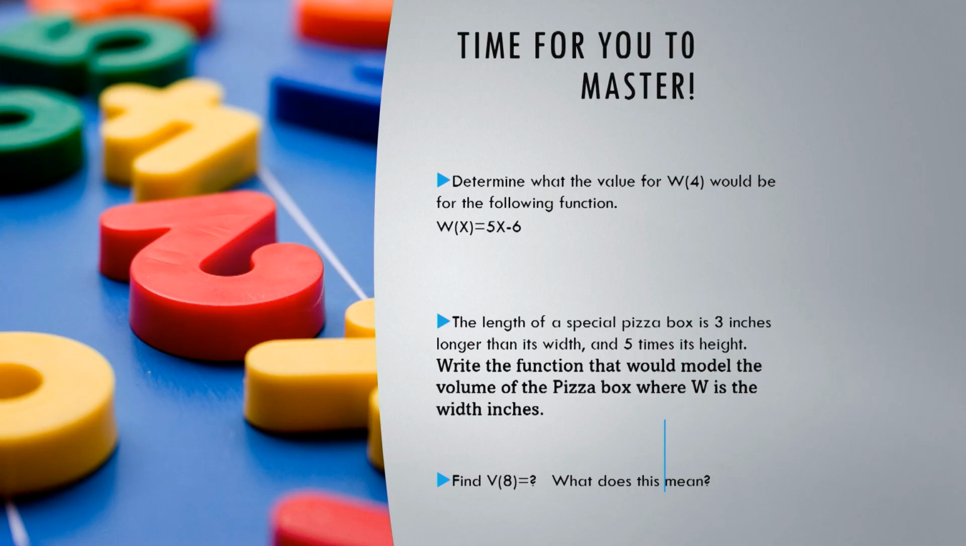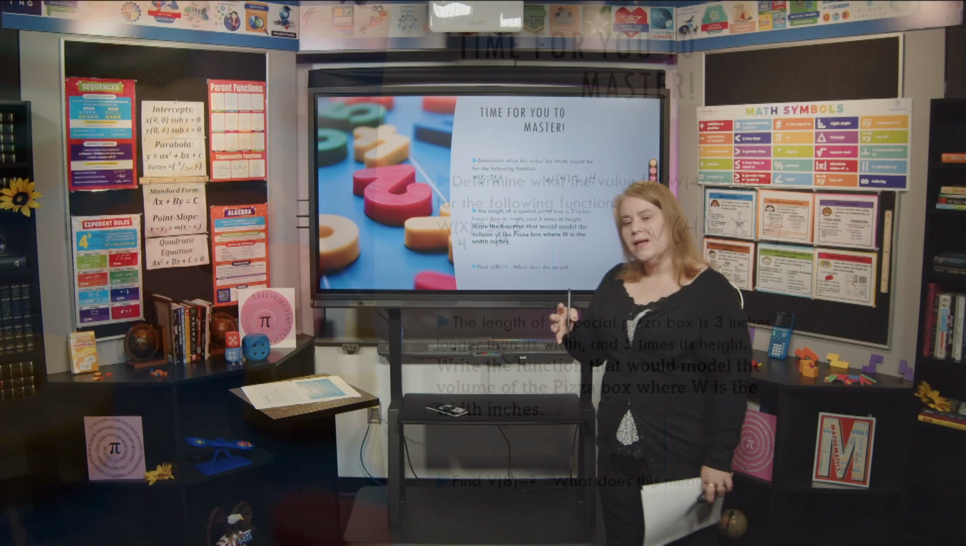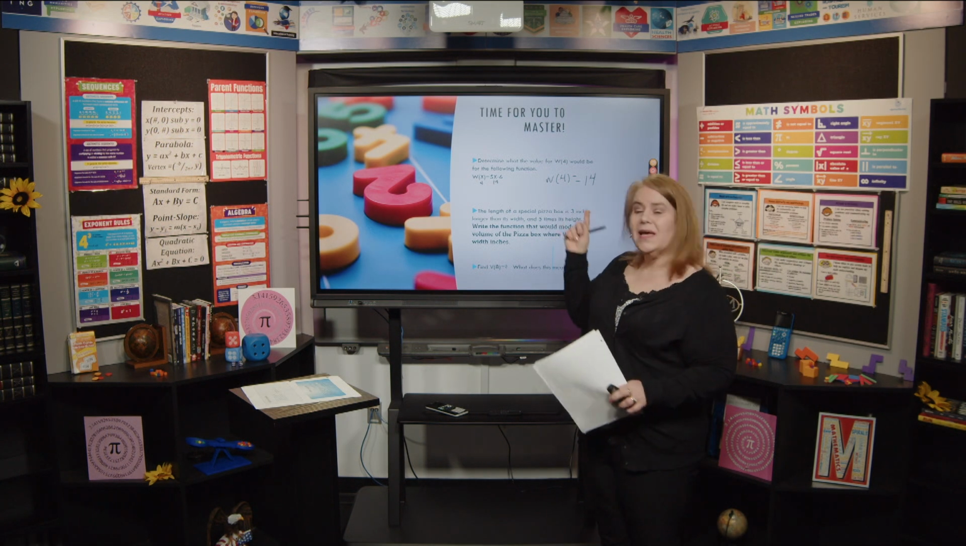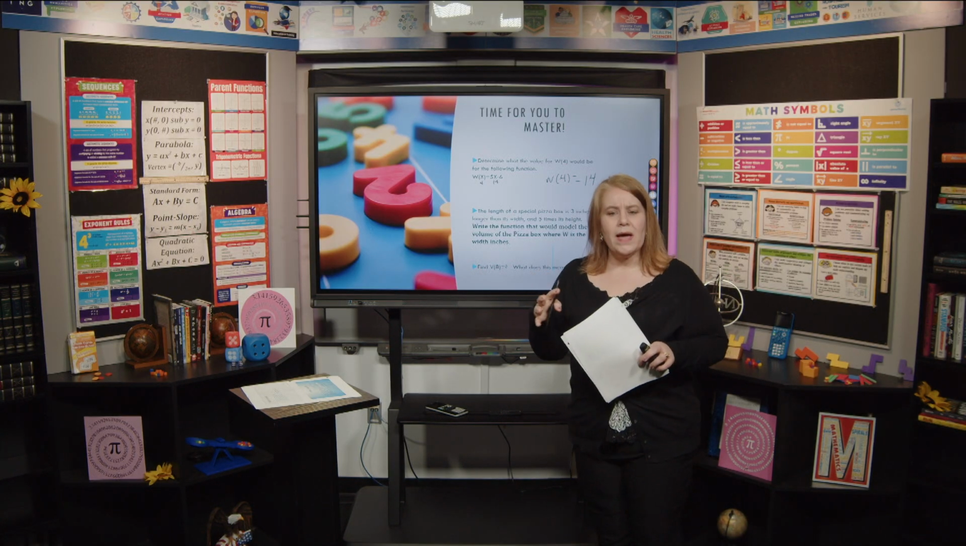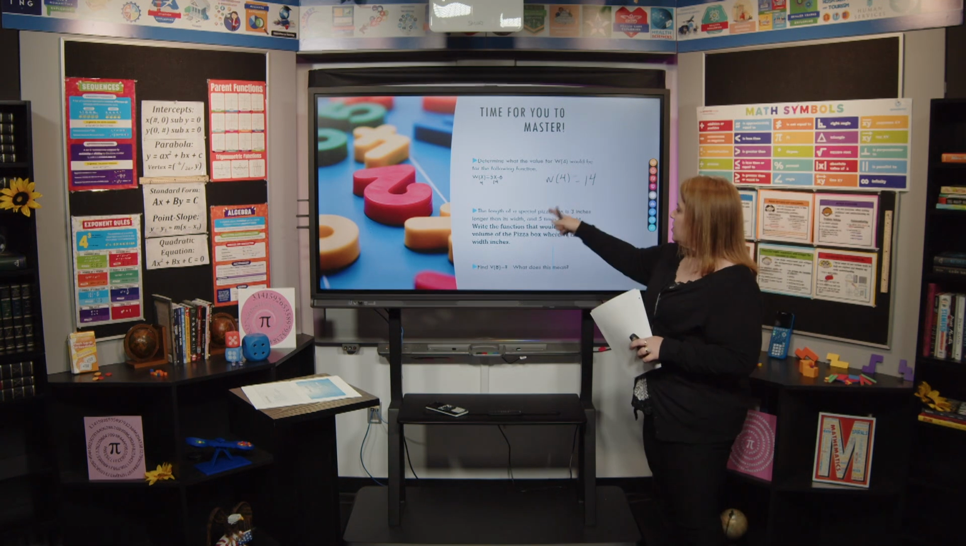Determine what the value would be for W of 4 for this function. Now remember, everywhere in this function that I see an X, I'm putting a 4. So what would the value of W of 4 equal? Exactly right. It's going to be 14. Awesome. Another way, if I didn't want to plug that into my calculator, I could just plug it into my Y equals feature, pull a table. There's so many ways that we can answer these functions. So let's look at the next one.